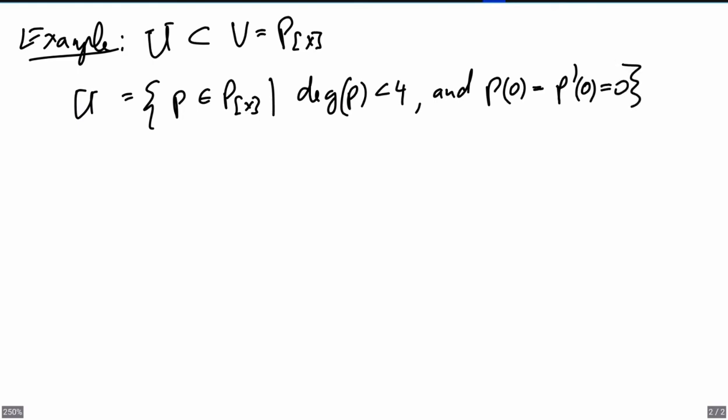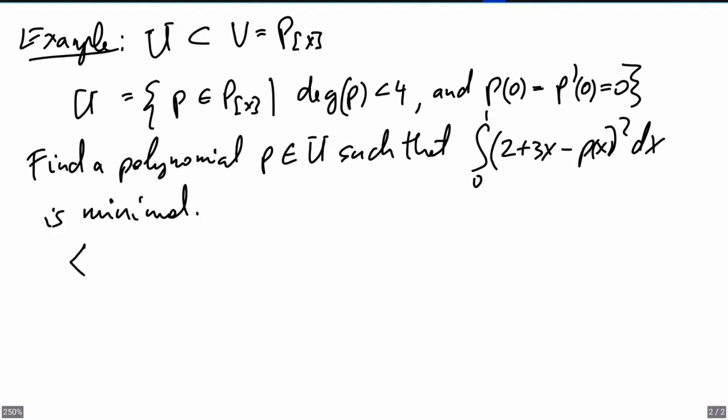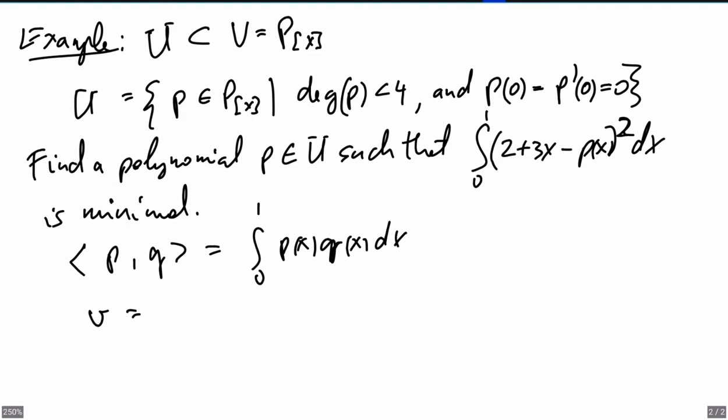And find a polynomial P in U such that the integral from 0 to 1 of (2 + 3x - P(x)) squared dx is as small as possible. So that means it is minimal. So what we have here is an inner product. The PQ inner product is just the integral from 0 to 1, P of x times Q of x dx. And then we have this V vector, which is actually the function of x, which is 2 plus 3x.